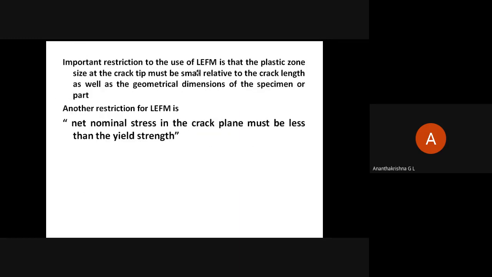Now, an important restriction to LEFM is that the plastic zone size at the crack tip must be very small relative to the crack length as well as the geometrical dimensions. Another restriction for LEFM is that the net nominal stress in the crack plane must be less than the yield strength. This is the condition for linear behavior. Linear elastic fracture mechanics basically means the material obeys Hooke's law, correct? You remember that the other day we learned about LEFM basics. It presumes a crack, and takes that the bulk of the material behaves according to Hooke's law. So the nominal stress in the crack plane must be less than the yield strength, which means it should compulsorily obey Hooke's law. Did you get it? What is the limitation of LEFM?